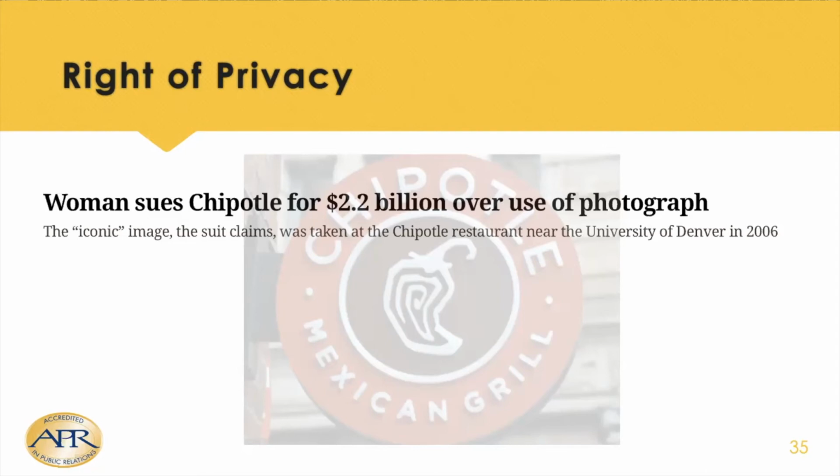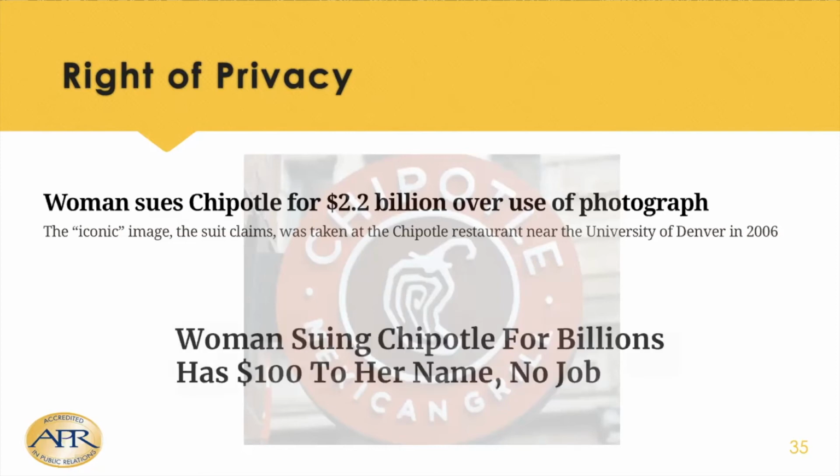that her privacy had been invaded. She was eating lunch and she never gave them permission. She thought she was in a safe space and nobody was going to be taking her picture and making money off of it. So she sued them for what the company made between 2006 and 2015. All right, and they ended up settling out of court.